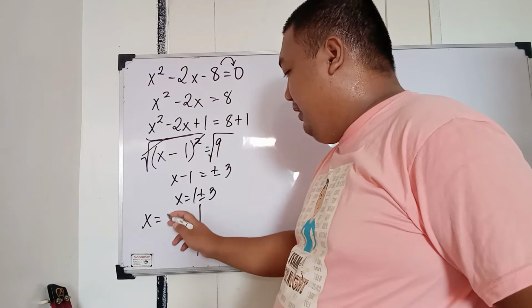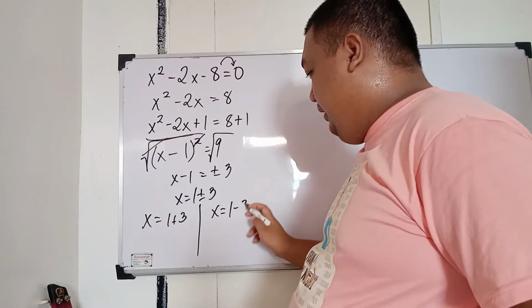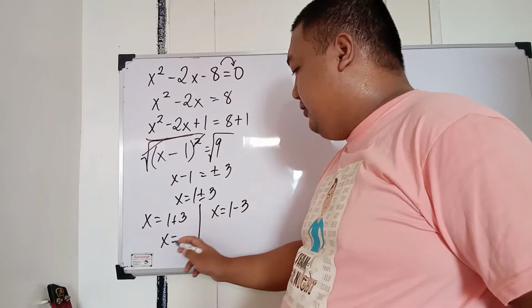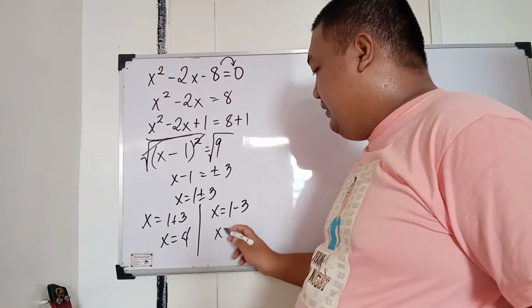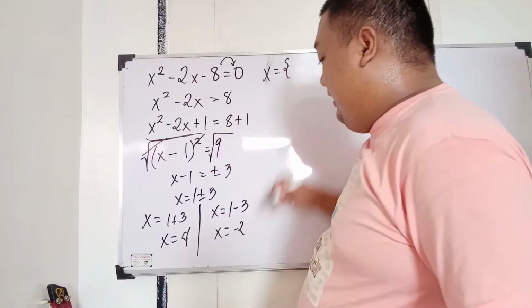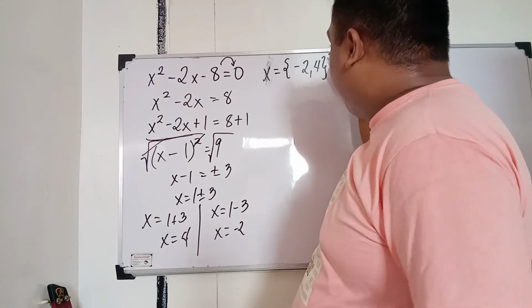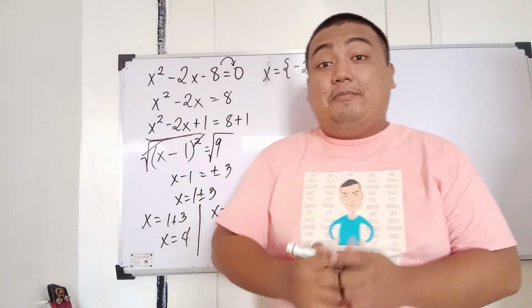X equals 1. Kasi negative yan, so pag nilipat sa kabila, magiging positive. Plus or minus 3. So, now, dalawa yan. X is equal to 1 plus 3. X equals 1 minus 3. So, 1 plus 3, that is 4. 1 minus 3, that is negative 2. So, it means our values of x are negative 2 and 4. Diba? Ganun lang naman kadali.